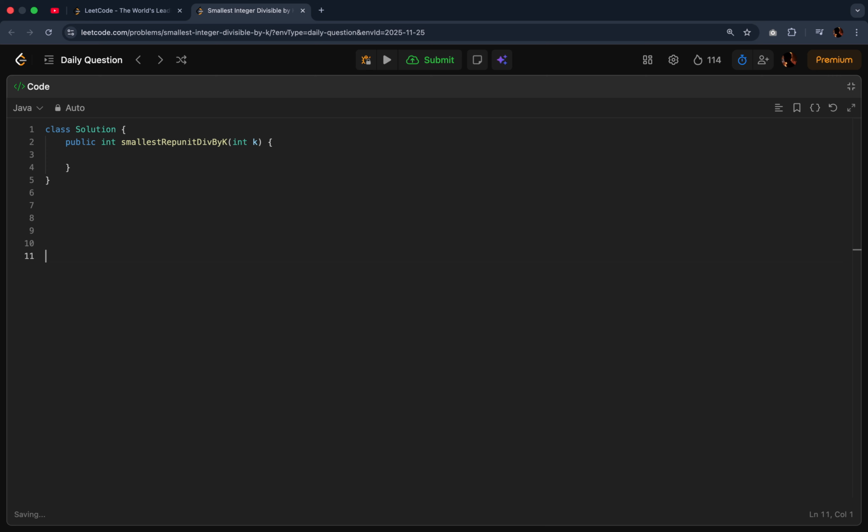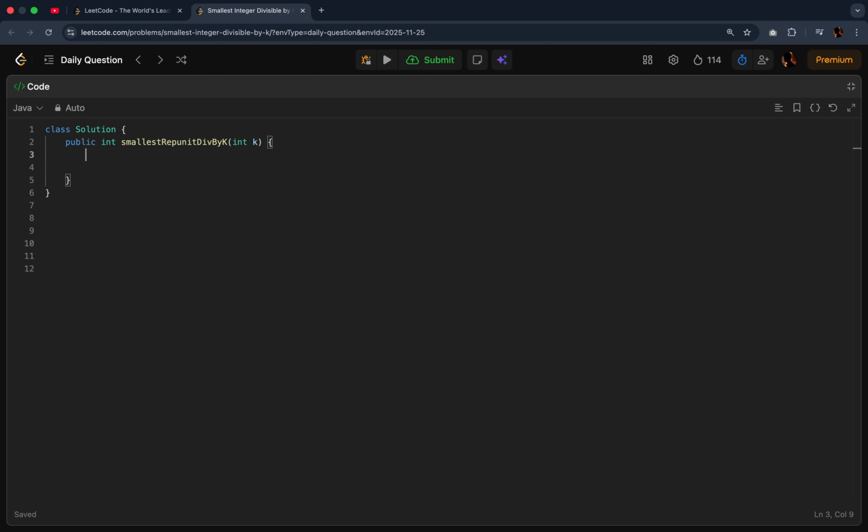Here, now I will be writing the Java code. As I told you, if k has any factor of 2 or 5, then we can't take that number into consideration. In the beginning itself it returns -1, because any number made of only ones, like 1, 11, 111, 1111, is never divisible by 2 or 5 or any number which has factors of 2 or 5. That is why we are going to keep this condition in an if statement.